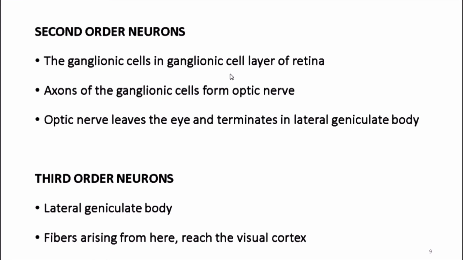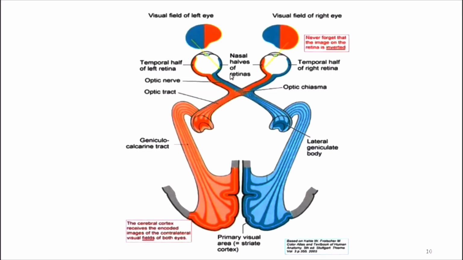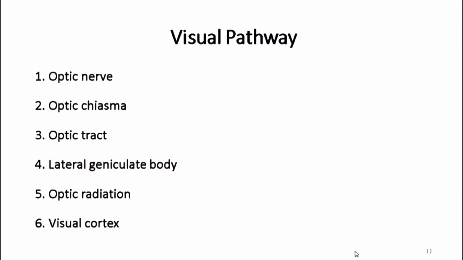The optic nerve leaves the eye and terminates in the lateral geniculate body, which is the third order neuron, and the fibers from the lateral geniculate body reach the visual cortex via the geniculocalcarine tract. That is what you have to keep in your mind. So this is the visual pathway. The different components: optic nerve, optic chiasma, optic tract, lateral geniculate body, optic radiation, then visual cortex.